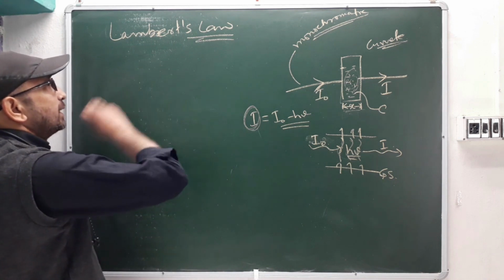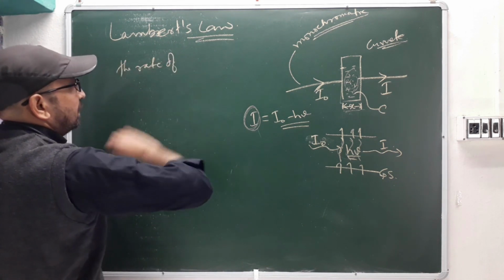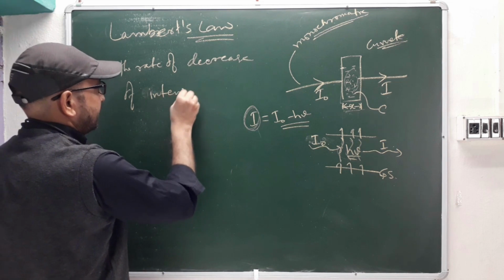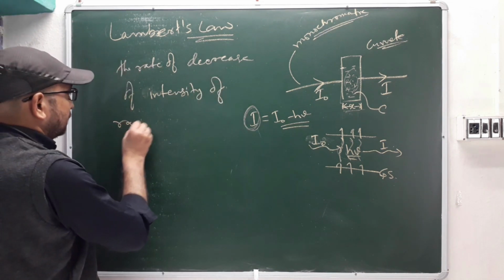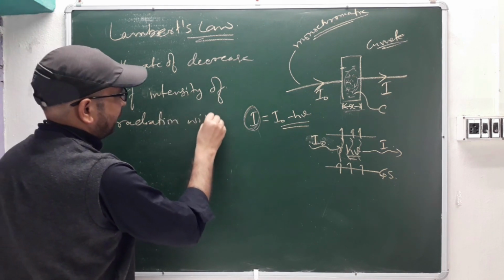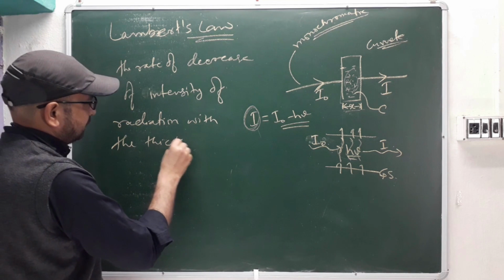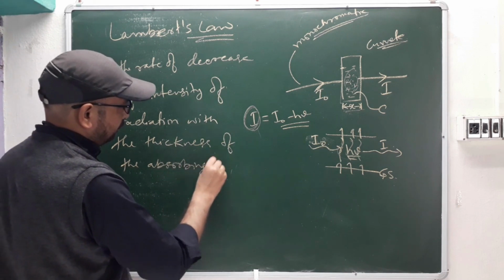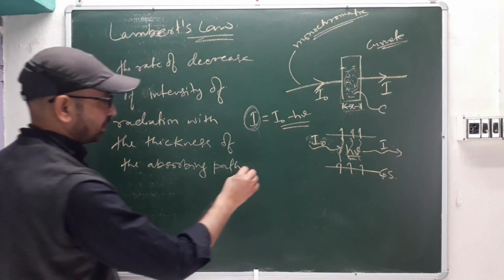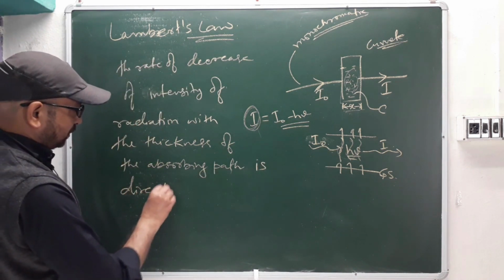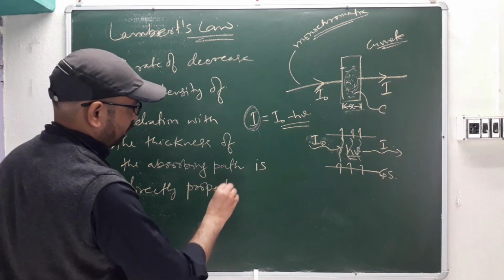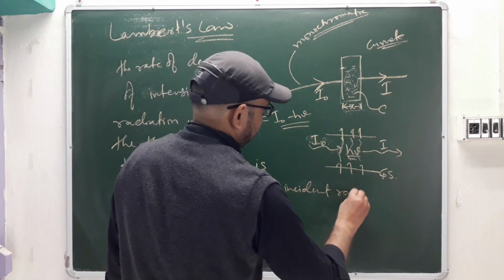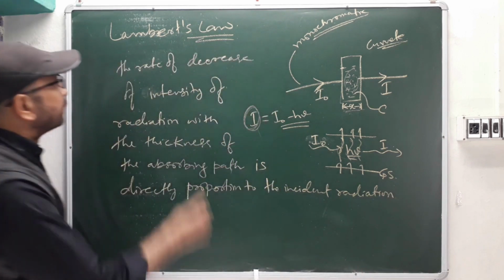Lambert's law says that the rate of decrease of intensity of radiation with the thickness of the absorbing path is directly proportional to the incident radiation. This is what Lambert's law is telling, right?